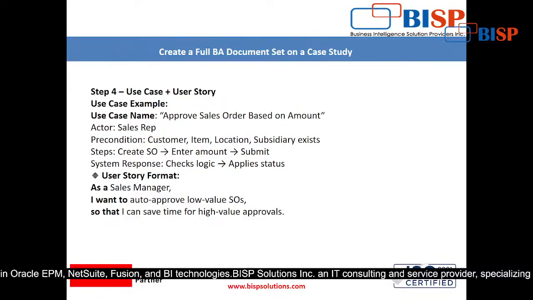Okay, now user story format. As a sales manager, I want to auto approve low value sales orders so that I can save time, right? So as a, I want to, so that. That means as a sales manager, I want to auto approve, so that the time can be saved. That means the use case plus user story.